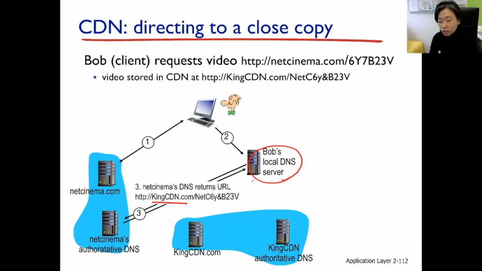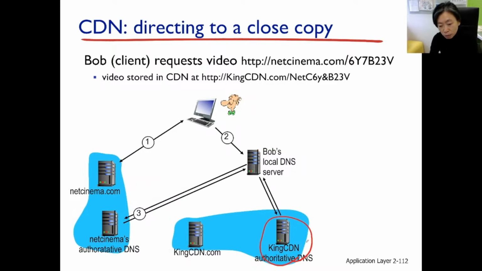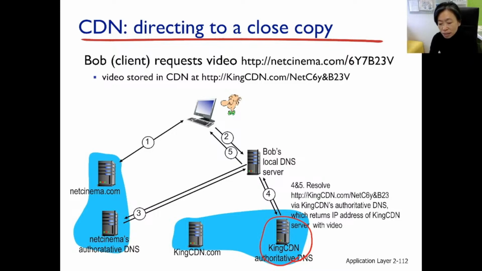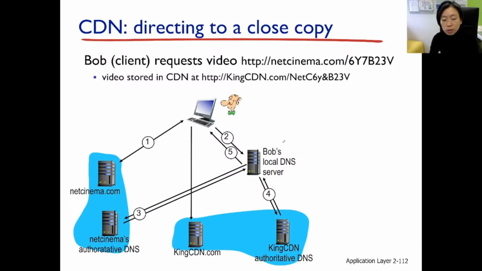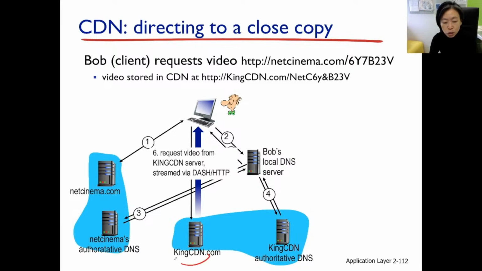At this point, Bob's local DNS then resolves for this name instead. Okay. And so check the cache, check with the TLD server, and eventually reaching the King CDN's authoritative DNS server. That query goes, and finally now, King CDN authoritative DNS server will return the IP address of kingcdn.com. Okay, so IP address of this guy acquired, and step 5 sends that IP address back to Bob's web browser. From there, Bob's browser can fetch the video from the actual location of the video. Right, so this is redirecting the client to the copy through the DNS service.